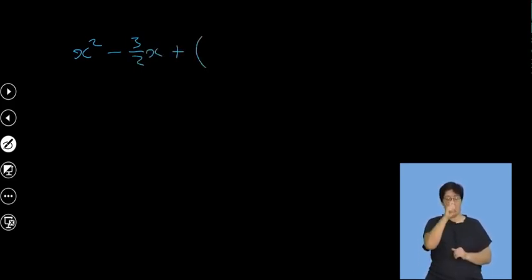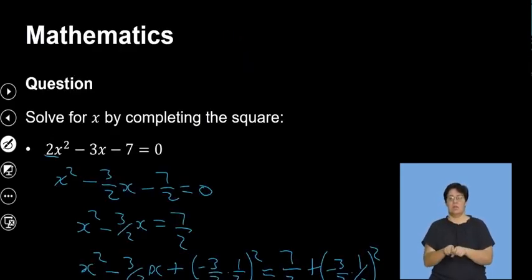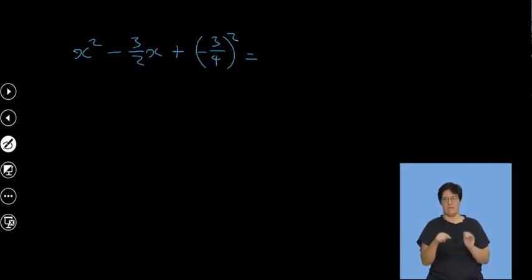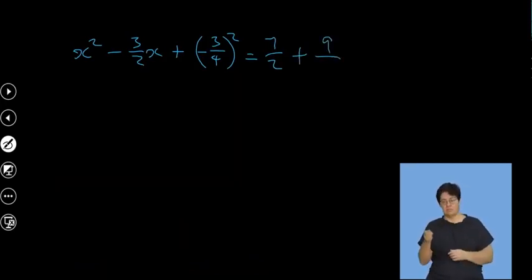So it will then be x squared minus 3 over 2x plus, in the brackets here it's supposed to be minus 3 over 4. I hope I have that right. Squared equal to, let me just verify, minus 3 over 2 by half is negative 3 over 4, yes. Therefore it will be 7 over 2 plus, if I simplify this, it gives me 9 over 16. And then you can then do the completing the square.